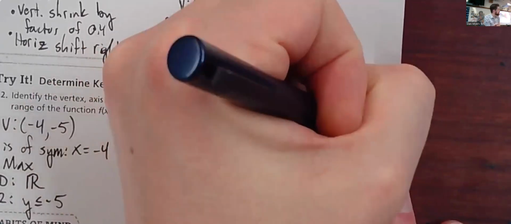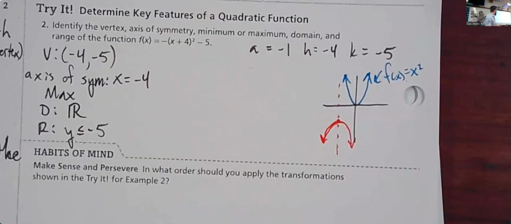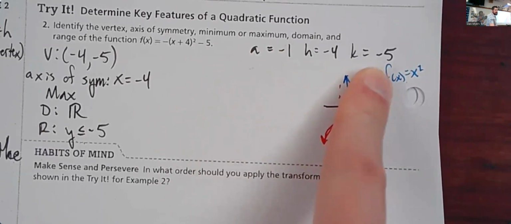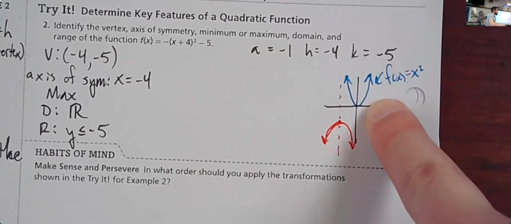f(x) equals x squared, if I have that on there first, in my mind, I would probably do the reflection first, because it goes from facing up to facing down. So I would probably immediately think, okay, it's going to go upside down. And then once it goes upside down, I'm going to move it left 4 and then down 5. I would probably do it in that order that we wrote it here, if I have this function first.